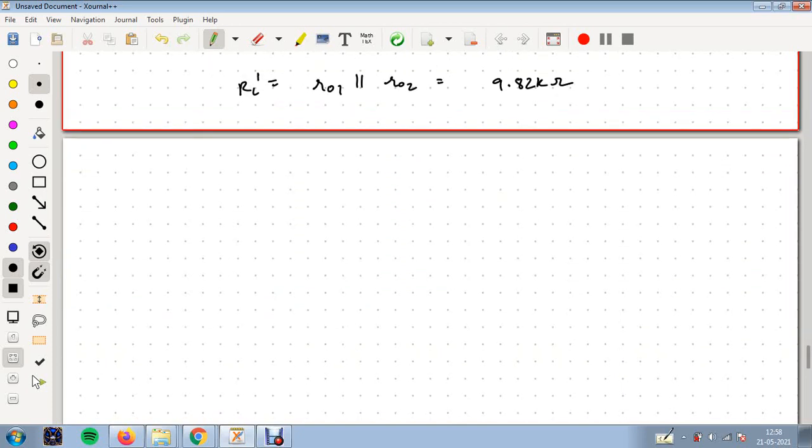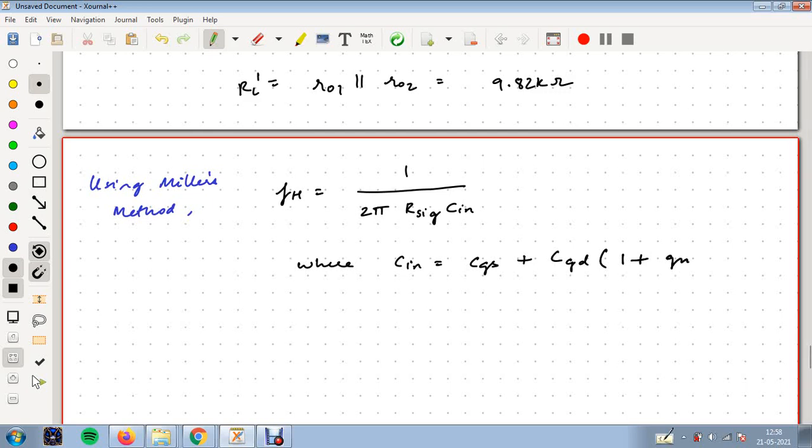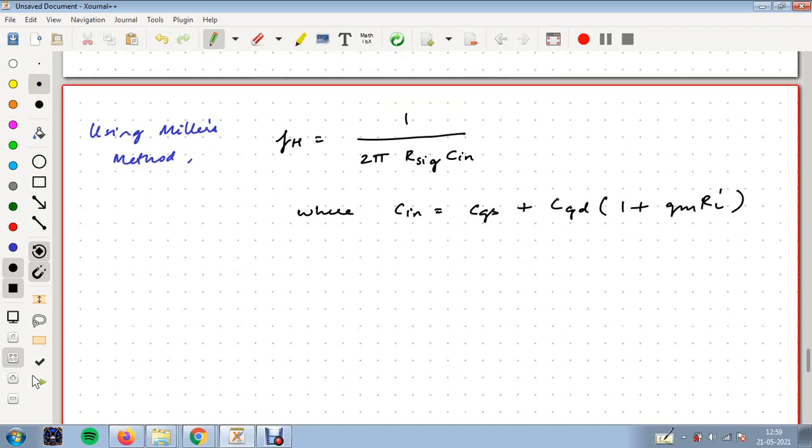Next, using Miller's theorem, Miller's method, what we get is FH equal to 1 by 2 pi R signal into Cin, where Cin is CGS plus CGD into 1 plus GM into RL prime. Remember this.